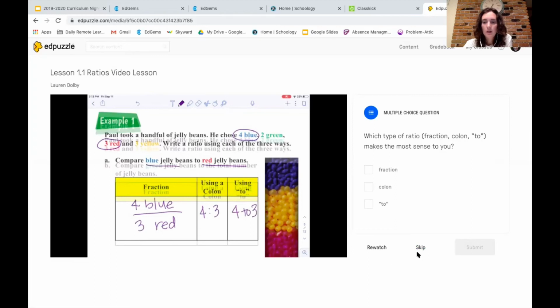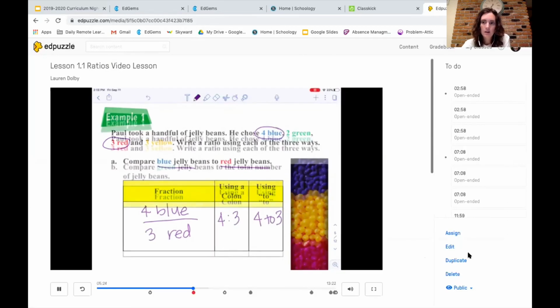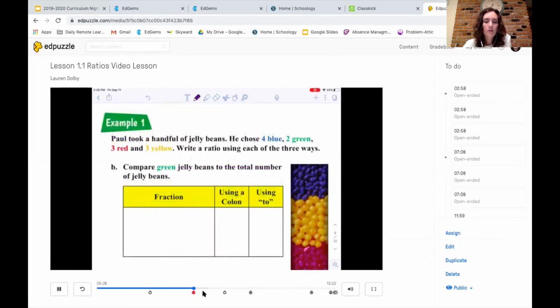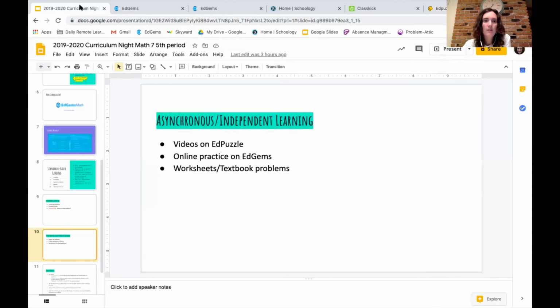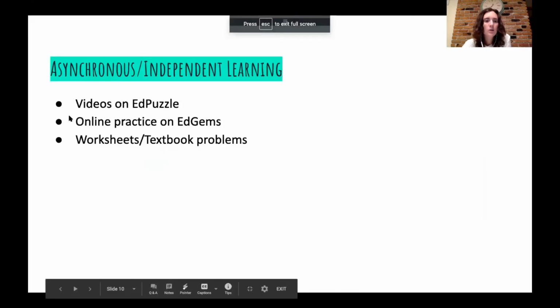They'll answer that question, submit, and then continue. Along the way, if you look at the bottom, all these little dots are places for students to answer questions, which gives me feedback and gives them immediate feedback as well, and will help steer the conversation when we join class the next time of what questions do we have and what do we want to go over together.